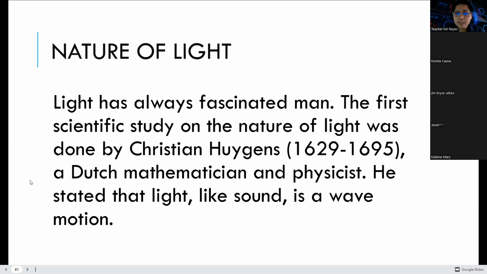Nature of light. Light has always fascinated man. The first scientific study on the nature of light was done by Christian Huygens in 1629, between 1629 and 1695. He is a Dutch mathematician and physicist. He stated that light, like sound, is a wave in motion.